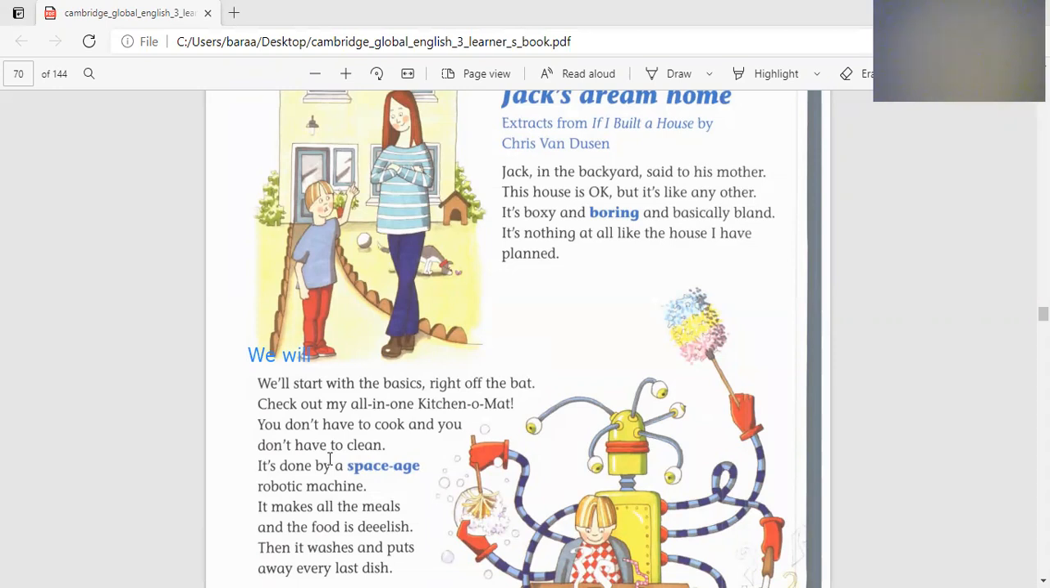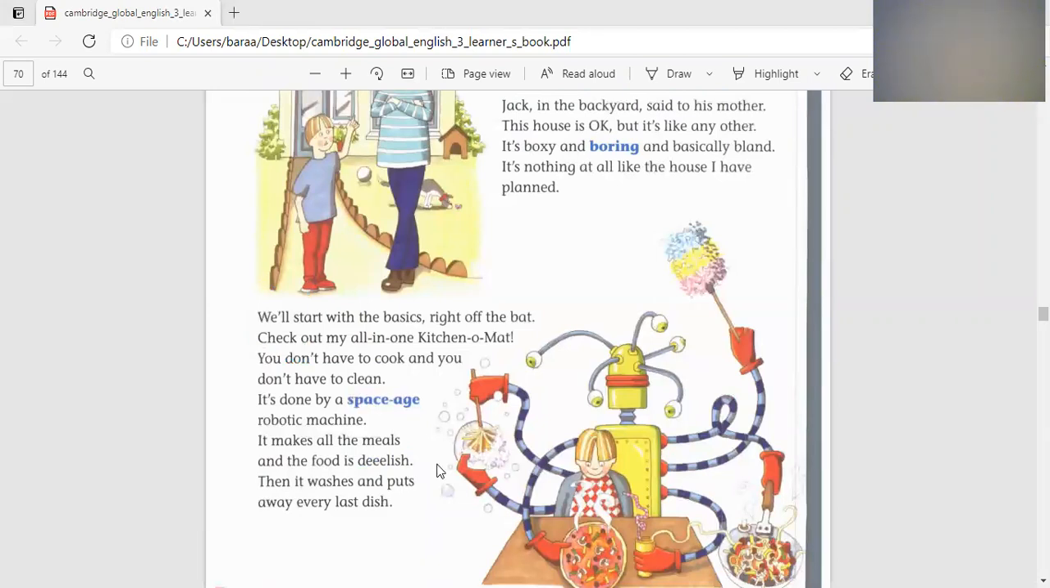Check out my all-in-one kitchen. So let's see. You don't have to cook and you don't have to clean. So this is creative. It's done by a space age robotic machine. So the house, it's done with what? A very modern robotic machine.